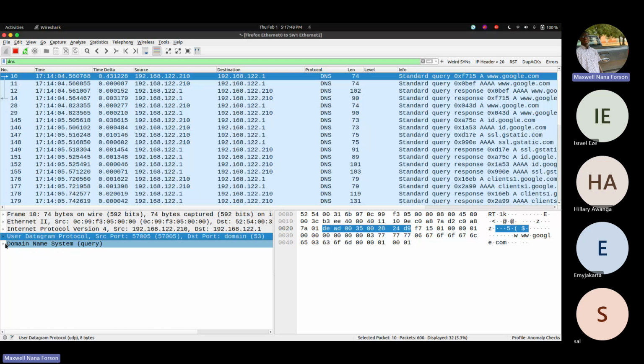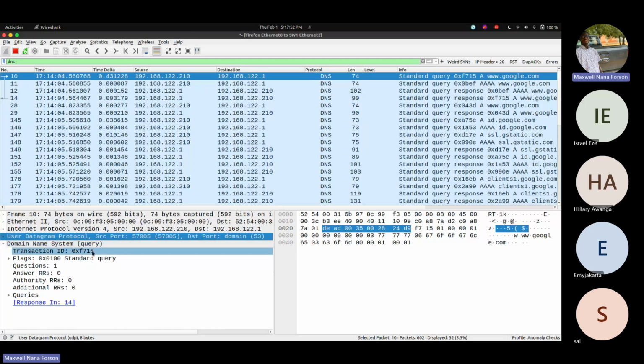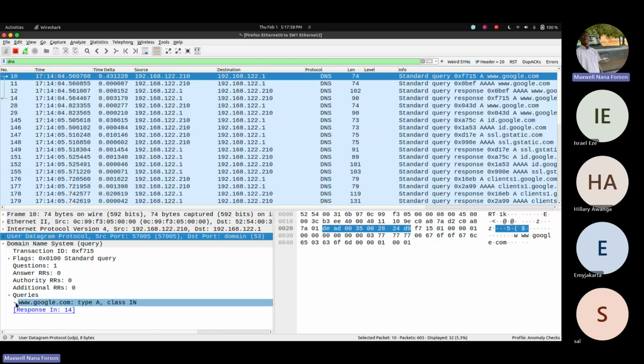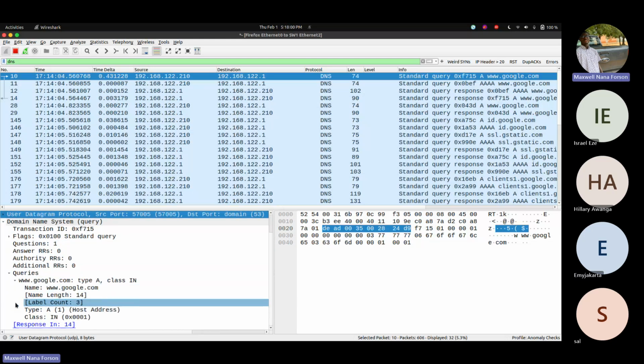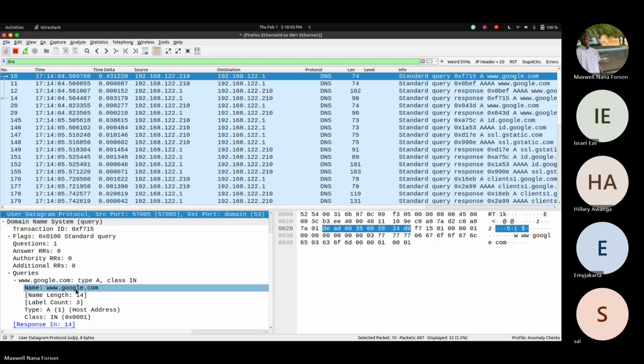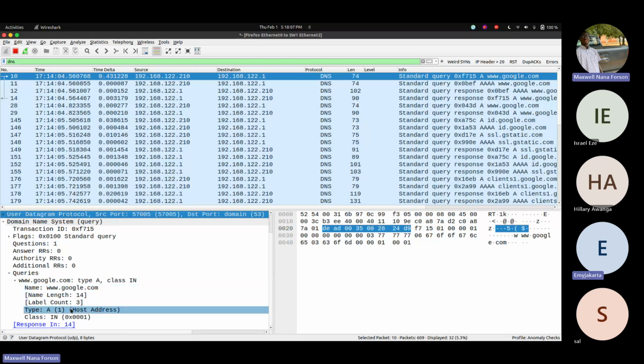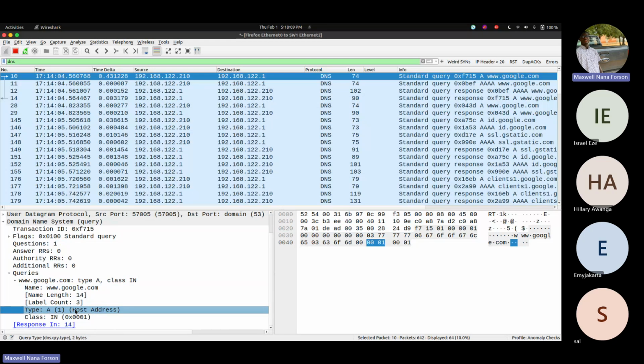Okay, so let's step into the query and look at what we were asking for. So that's what we are trying to ask for. In the queries, we are asking for who is google.com, right? And we are asking for the host address. That's what we are trying to get.